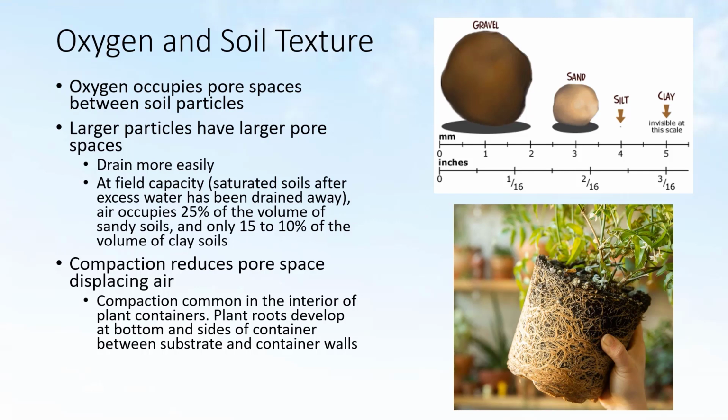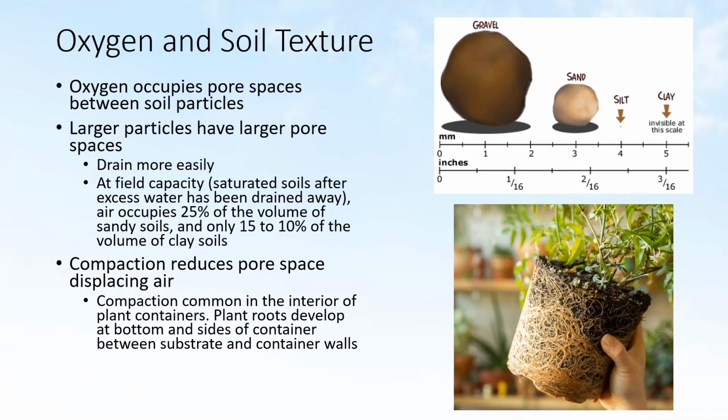Now, compaction also plays a role in this, right? Essentially what compaction does is that it reduces the pore space, and that displaces the air. Again, in those pore spaces, that's where you're going to find your air or your oxygen. So if you compact those pore spaces, you're going to reduce or eliminate that area where you could find oxygen, right? And compaction could be a problem in some of our farm fields where you have heavy equipment or tractors traveling over that area repeatedly. More of your smaller grain soils, so your clay soils, are more prone to some of that compaction.